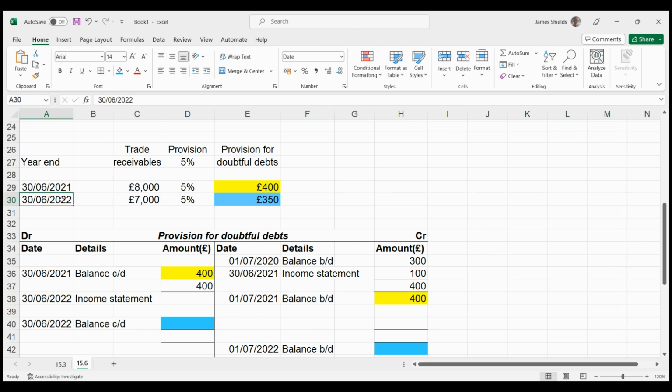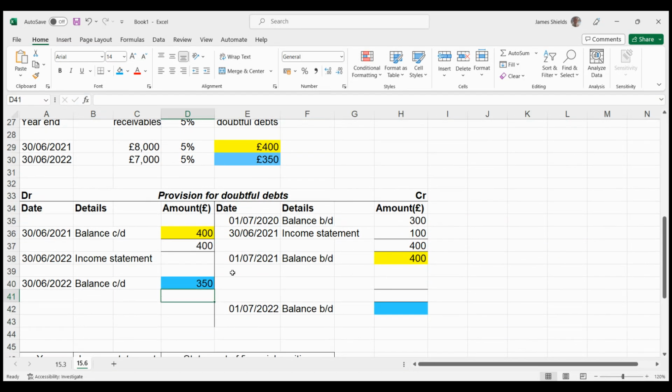Now at the end of this year, June 2022, it does not expect to receive £350. So the balance carried down now is going to be £350. This time, your debit side totals £350 and your credit side totals £400. Again, they must both be the same, so we put the biggest total in, then we find the difference. This time the difference is on the debit side, and the difference is 400 take away 350, which is £50. That then goes to our income statement. Whatever the difference is goes to our income statement. So you've got a balance carried down on the debit side of 350 on the 30th of June 2022. So it becomes brought down on the credit side of 350 on the next day, the 1st of July 2022.